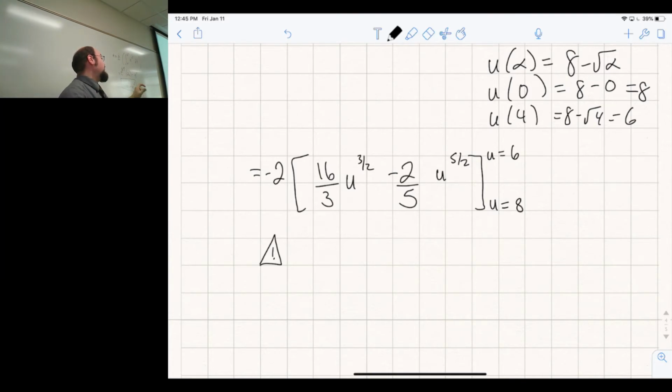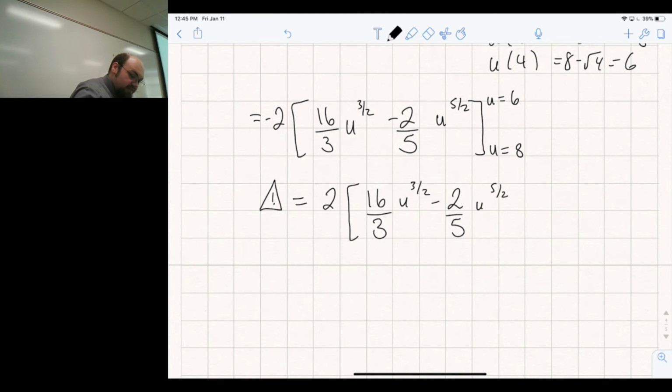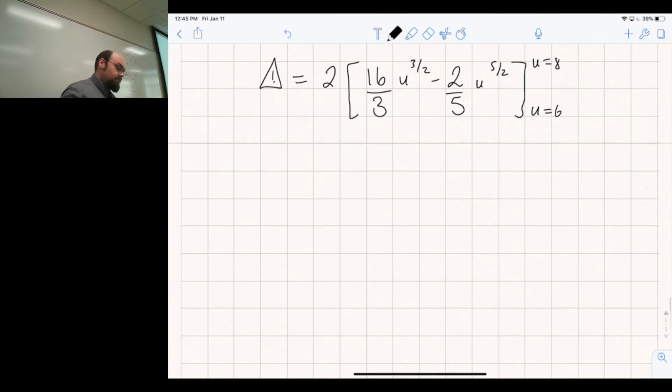There's this special thing about integrals and the fundamental theorem of calculus that if I switch the bounds, what happens? You add a negative. Really, we say that it flips the sign, or negates whatever's there. So now, instead of negative 2 on the very outside, I'm going to make it a positive 2, and have 16/3 u to the 3 halves minus 2 fifths u to the 5 halves. And now I can write this as u equals 6 and u equals 8, so that the smaller one's on top and the bigger one's on bottom.